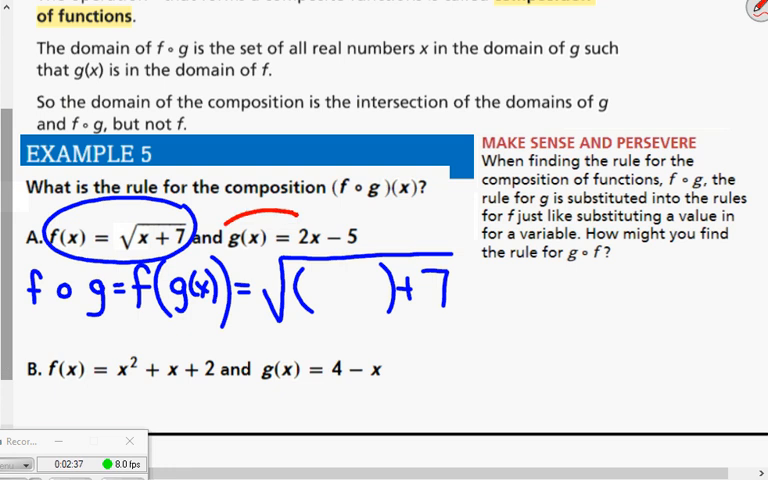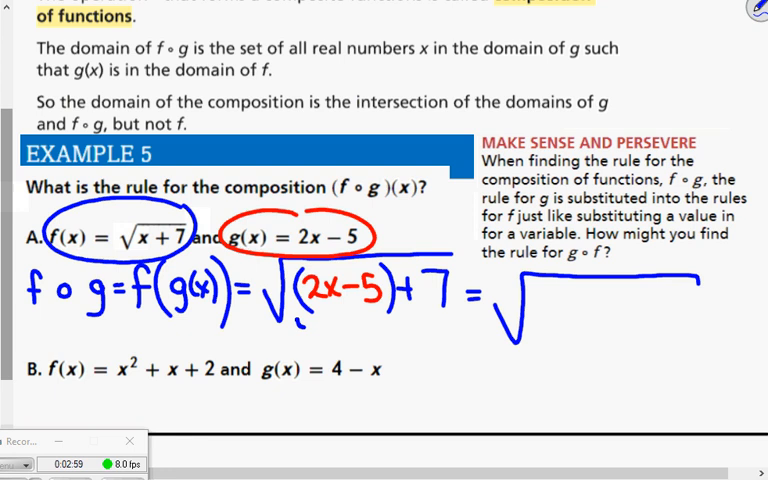G is a different machine. And we're placing it inside the F of X machine. 2x minus 5 is now built in to the F of X machine. So G of X is inside F of X, all right? What we typically ask you to do is simplify if you can, and you can. Because 2x minus 5 plus 7 is 2x plus 2.